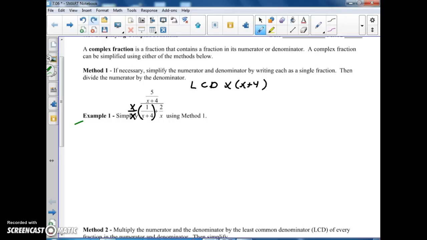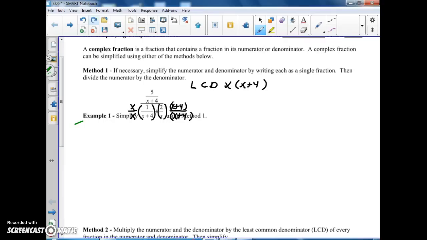Look at the fraction on the bottom right. What would you multiply that by? X plus 4 over X plus 4. You see, all this stuff you're working on right now, these are the lessons you're working on right now that you have yet to give me. So that's coming into play right now.